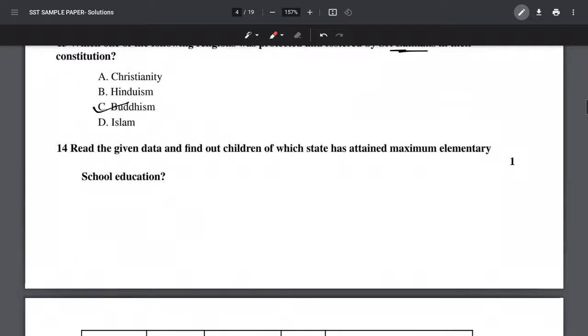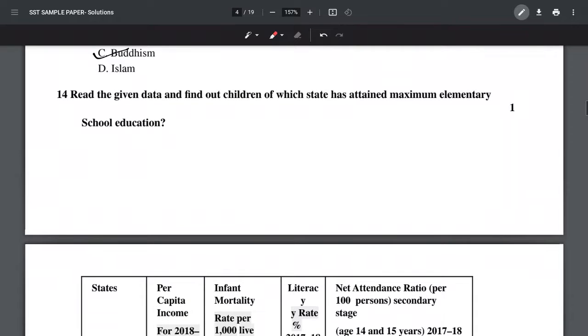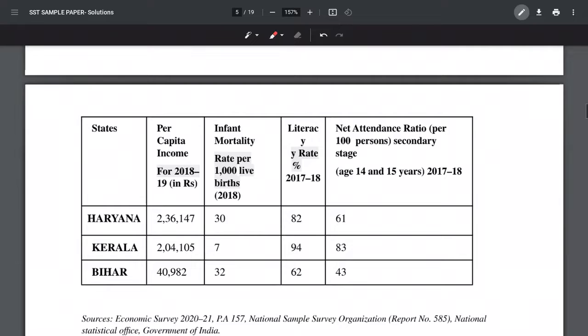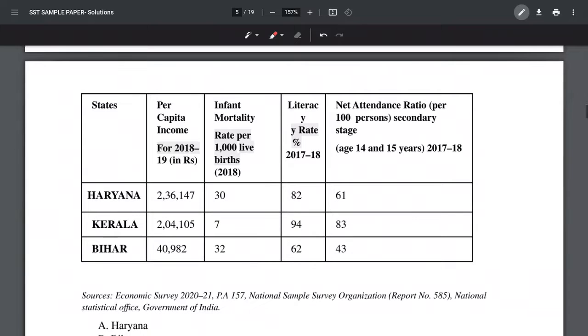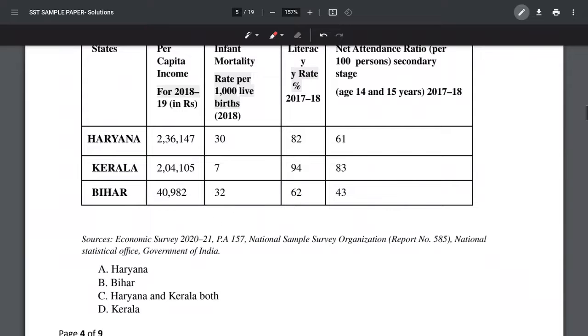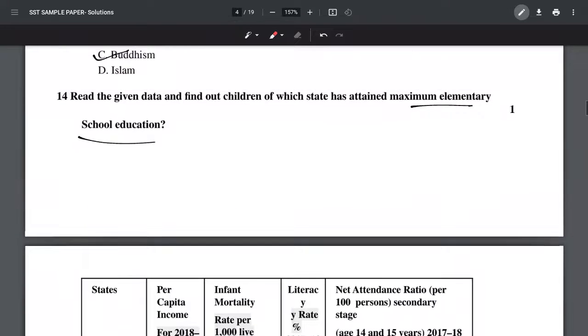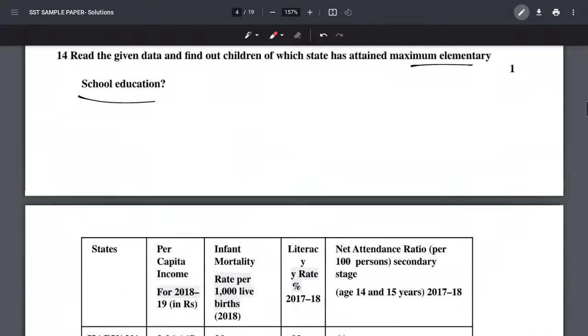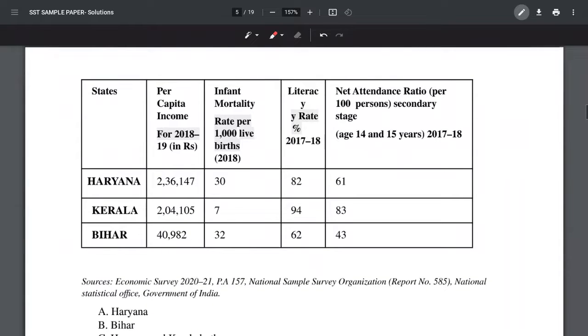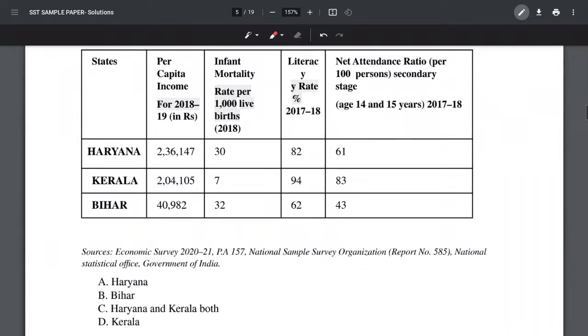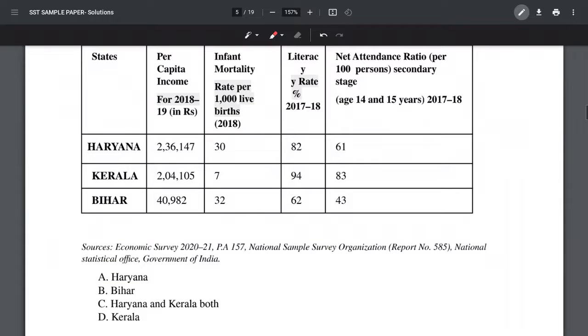Next we have data given over here, and we have to find out the children of which state have attained maximum elementary school education. There's a table given. I have to find out in which state, Haryana, Kerala, or Bihar, children have got the highest education. Highest attained maximum elementary school education. Okay, elementary school education highest is where? So look over here. In Haryana, per capita income was 2,36,147.